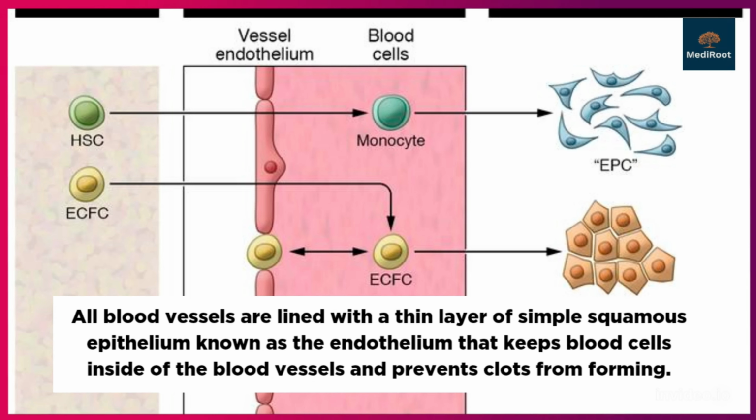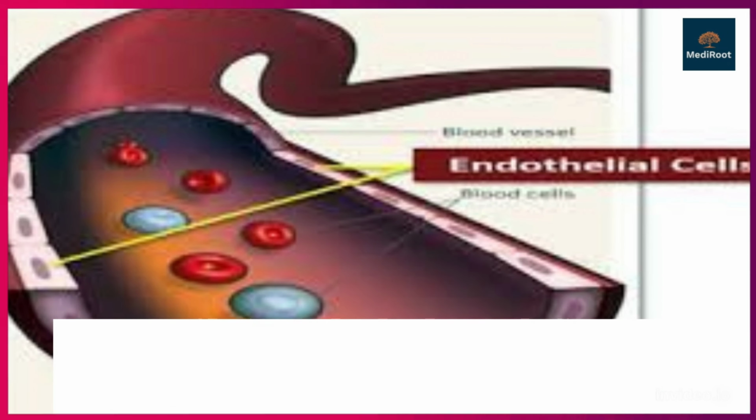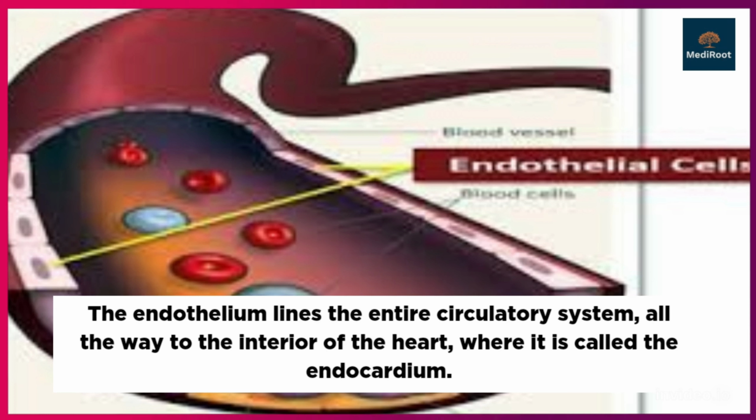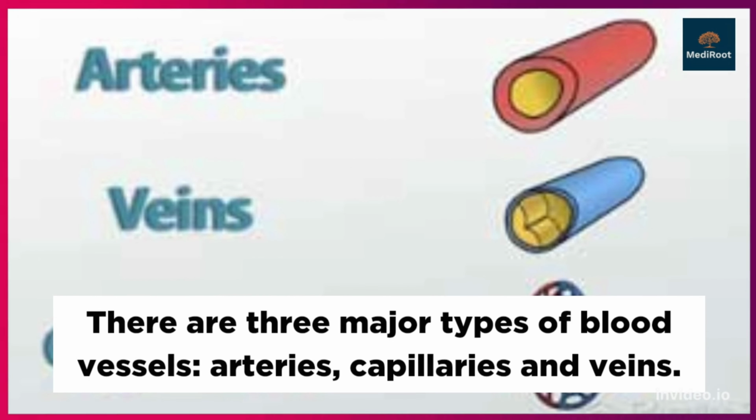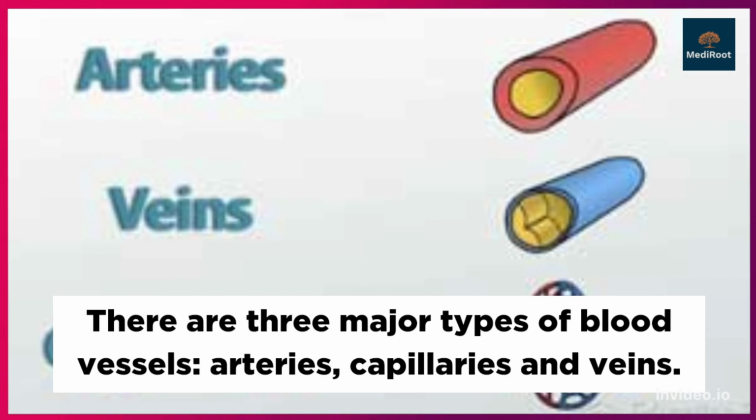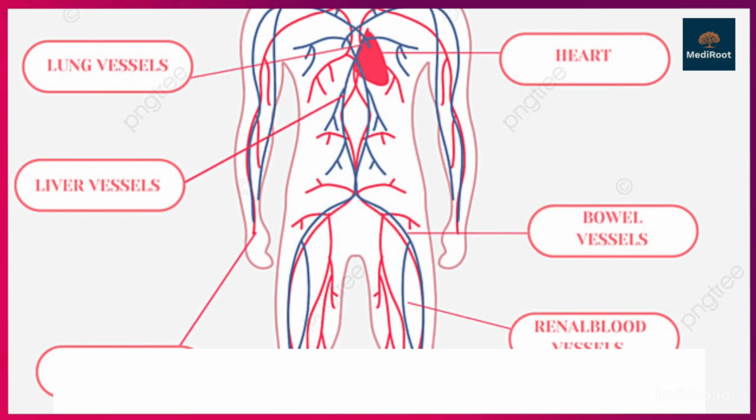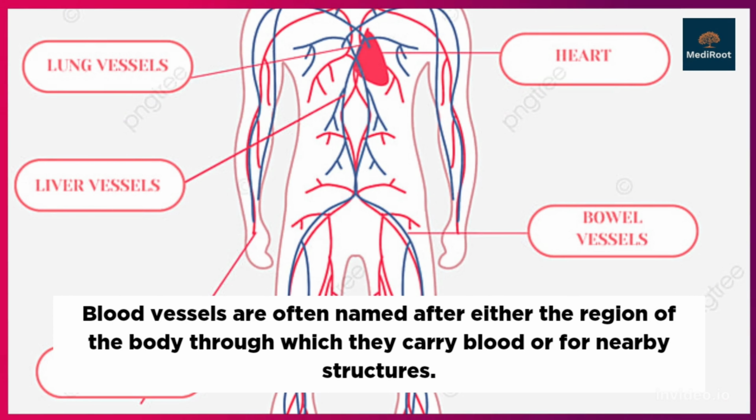All blood vessels are lined with a thin layer of simple squamous epithelium known as the endothelium that keeps blood cells inside of the blood vessels and prevents clots from forming. The endothelium lines the entire circulatory system, all the way to the interior of the heart, where it is called the endocardium. There are 3 major types of blood vessels: arteries, capillaries and veins. Blood vessels are often named after either the region of the body through which they carry blood or for nearby structures.